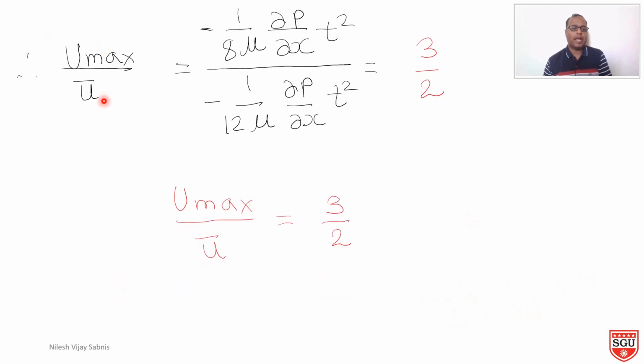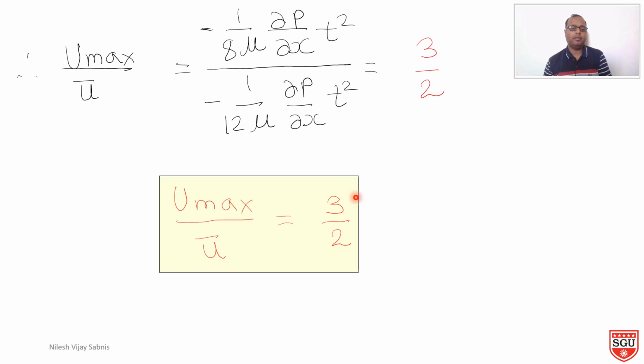So u max by u bar, taking the ratio, minus 1 by 8 mu dou p by dou x into t square over minus 1 by 12 mu dou p by dou x into t square. So cancelling dou p by dou x, t square by t square, mu with mu, you will get 3 by 2 as a ratio. And this is the final equation, u max by u bar is equal to 3 by 2.